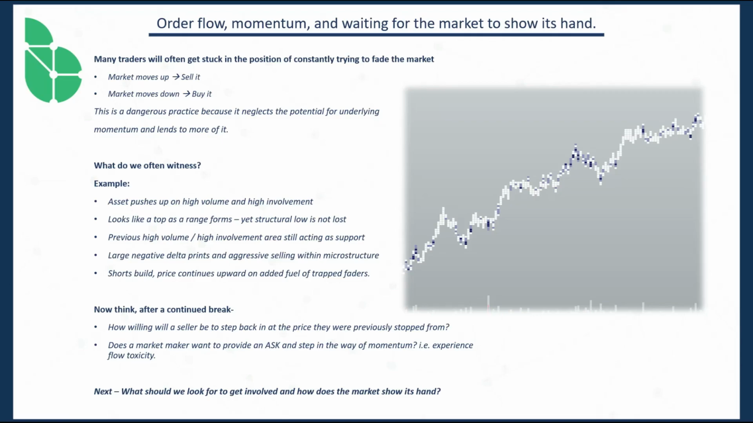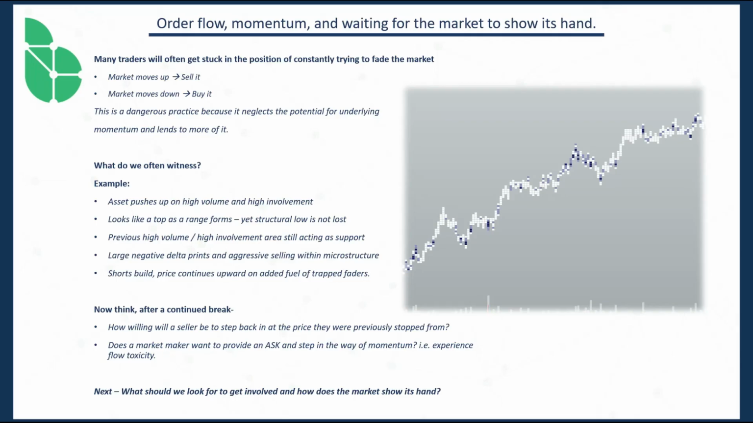Now, there are a lot of times when the auction environment will shift. It goes from a period of ranging to trending, and some people get stuck in the mindset that they're still in a range and they're looking to fade every single move, and they're not paying attention to the fact that the range is at this point a good distance behind us. So traders get stuck constantly trying to fade the market. The market moves up and they think, well, I have to sell this. The market moves down and they think, well, I have to buy this. And this is a dangerous practice.